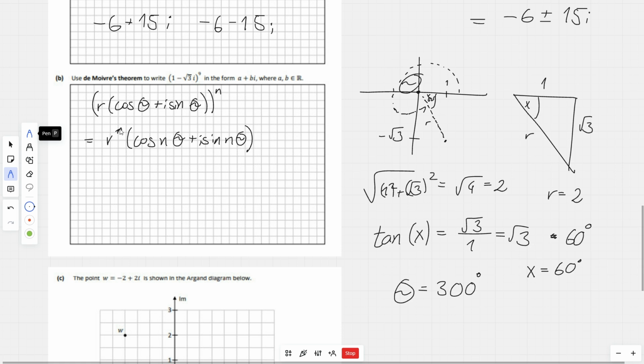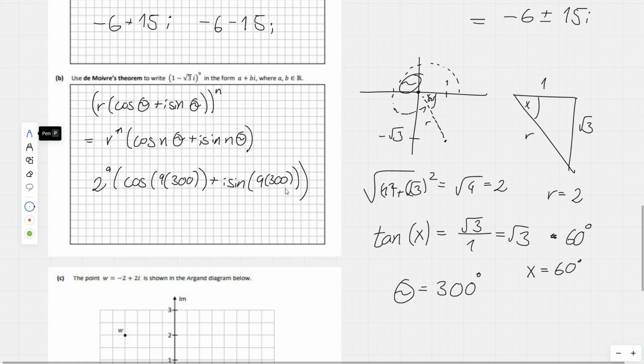So n in this case will be 9 because we're putting it all to the power of 9. So we will get 2 to the power of 9 by cos of 9 by 300 plus i sine of 9 by 300, and close all of that. Now we can't put it all into a calculator. We have to do it in two parts.